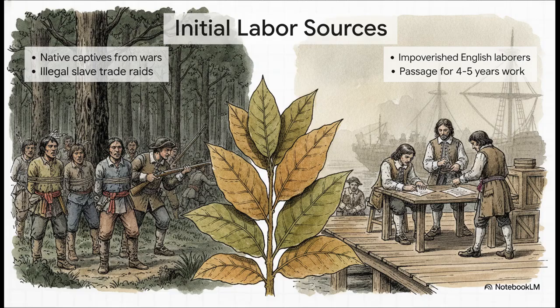First, Native Americans, often captured during conflicts like the Pequot War or King Philip's War, or just taken in illegal slave trade raids. Second, they used impoverished English laborers. Basically using Elizabethan poor laws, planters created indentured servitude. Folks would work for 4 or 5 years just to pay off their Atlantic passage.